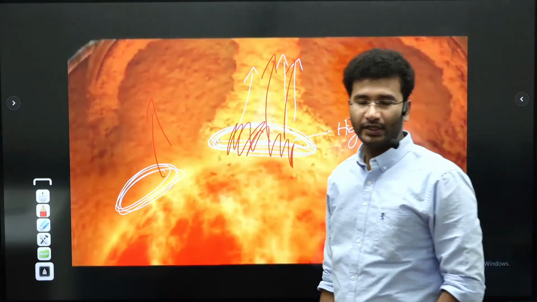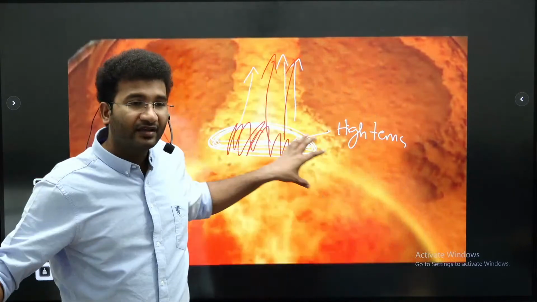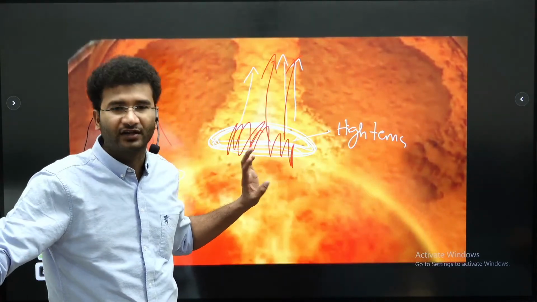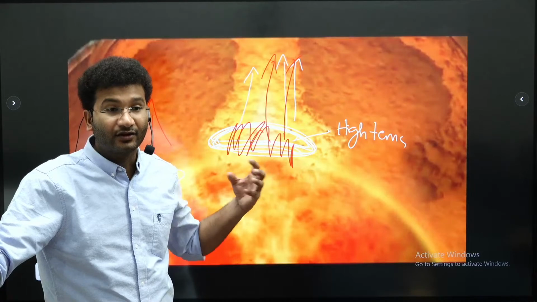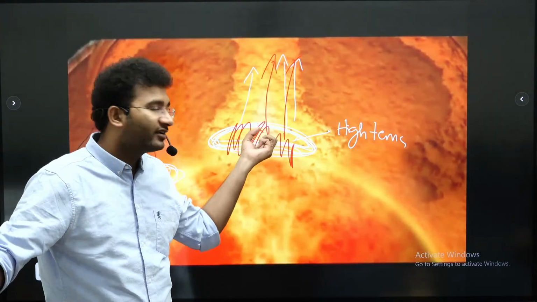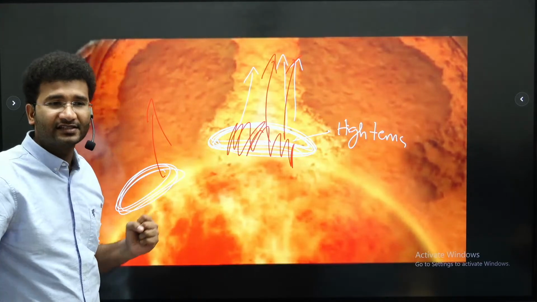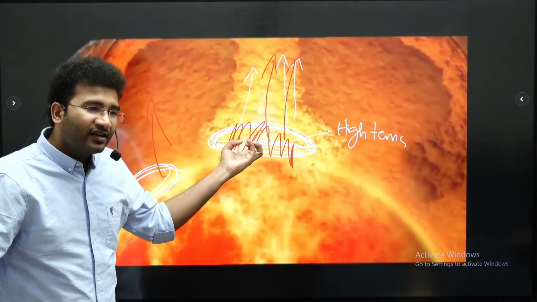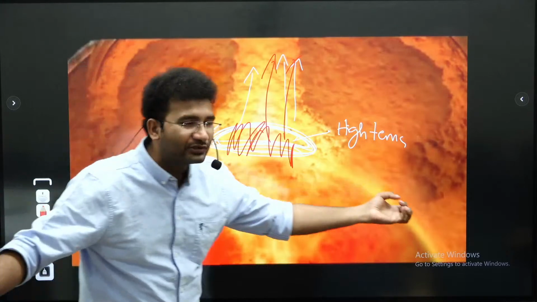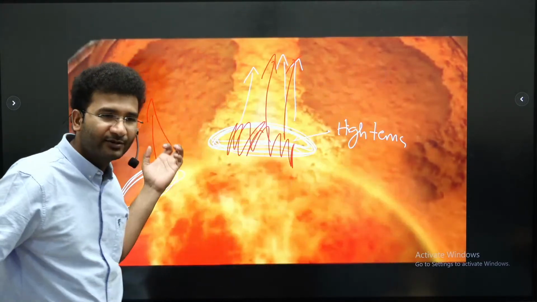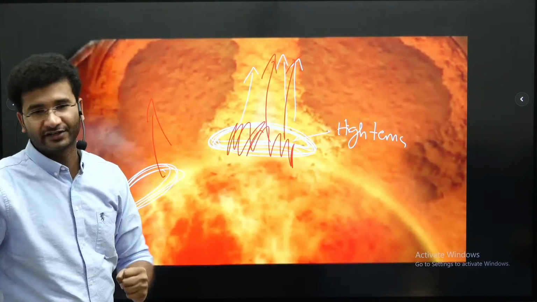क्यों? क्योंकि यहाँ पे radioactive materials होता है, right? The concentration of the radioactive materials is more here, and the concentration of the radioactive materials is less here. Now this concentration can keep on changing. कभी इधर भी हो सकता है, कभी उधर भी हो सकता है. It depends on that concentration.